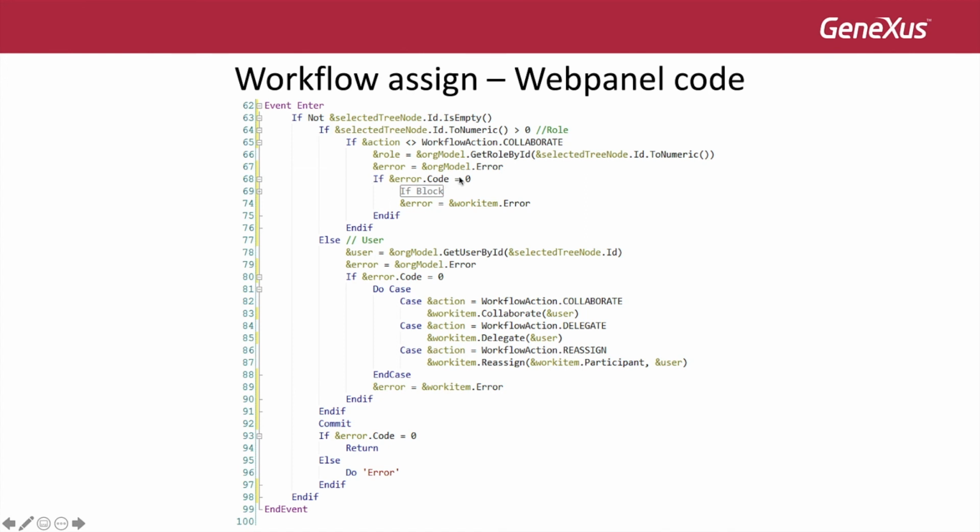If there's no error, it will assign. In case we are assigning to a user, it's the same. We'll get the user by the organizational model using getUserById, and then if there's no error, we'll validate the action. In the case the action is delegate, we'll use work item variable action delegate. This method will delegate this work item to the user selected in the tree. If there's no error, we're going to commit to save all the changes and then return to the web page.